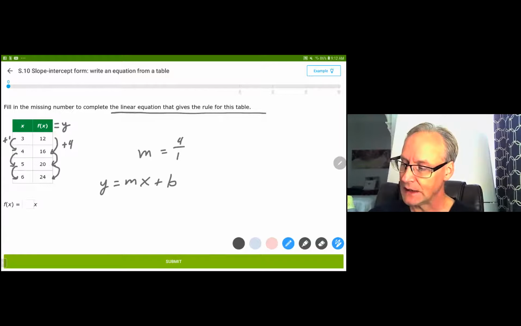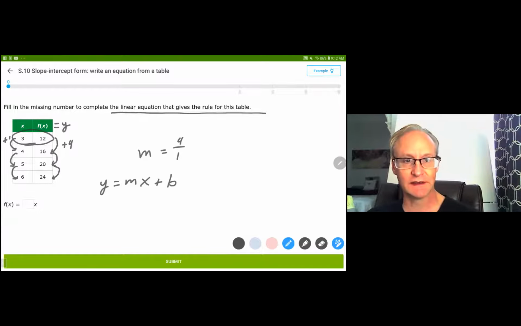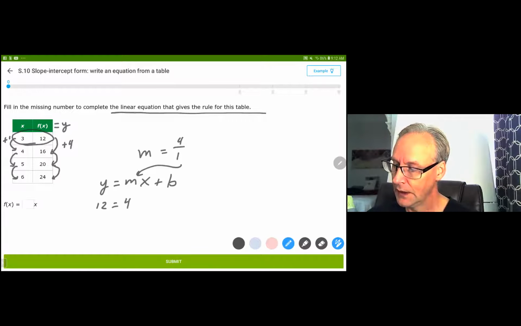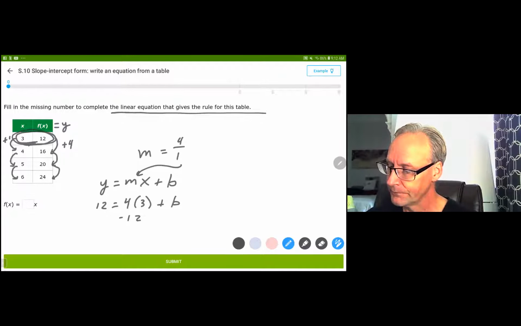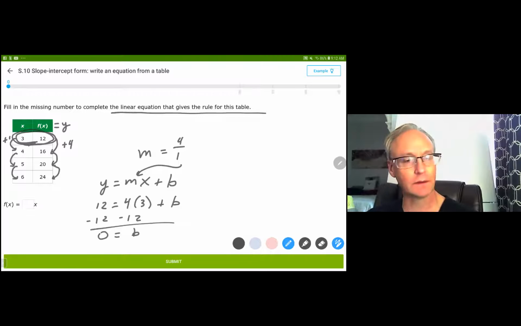I'm going to choose any of the points, and I'm just going to pick the first one. It doesn't matter which one you pick. y is 12, the slope is 4, x is 3. Make sure you pick the same x and the same y; in other words, make sure you're on the same point each time. Plus b, and we're going to subtract 12 from both sides. And it sure looks like we're getting b is equal to 0, doesn't it? I thought I made a mistake there for a second.